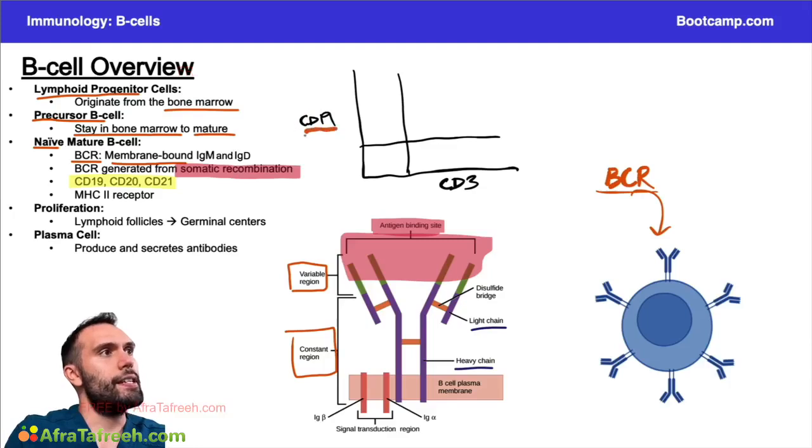So when I see CD19, what are they trying to tell me? They're trying to tell me that this is a B cell. So when you see CD19, you're thinking B cell. When you see CD3, you should be thinking T cell.